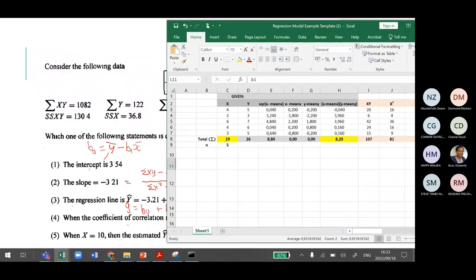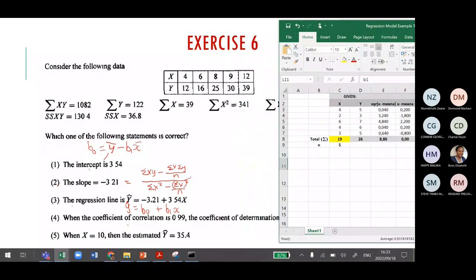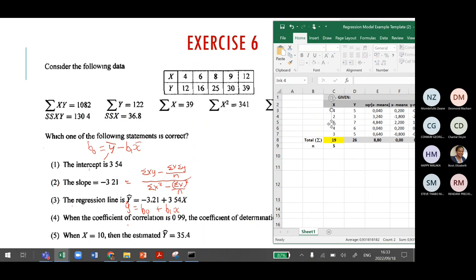So we have the x values: four, six, eight, nine, and 12. Something I didn't include correctly. Six, eight, nine, and 12. And then the Y values. We have 12 and 16 and 25 and 30 and 39. And already you would have the answers that you are looking for.